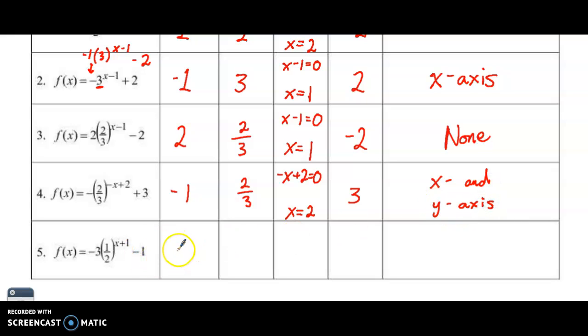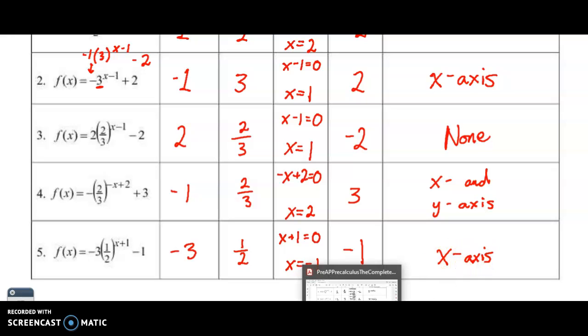And then this one, the a value would be -3. Your base is 1/2. The c value would be -1. I know I keep writing x here, it's just out of habit. And if you write c, I know exactly what you mean, or you can write it as x equals like I have. And then on this one, because the a value is negative, it's going to reflect over the x-axis. There you go.